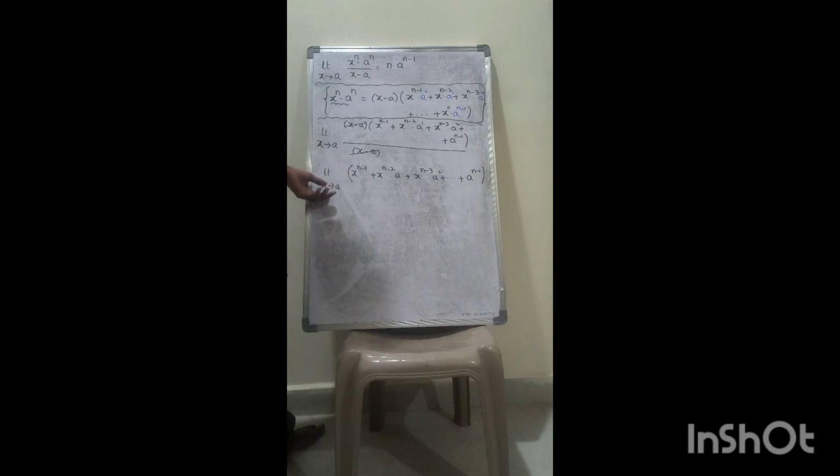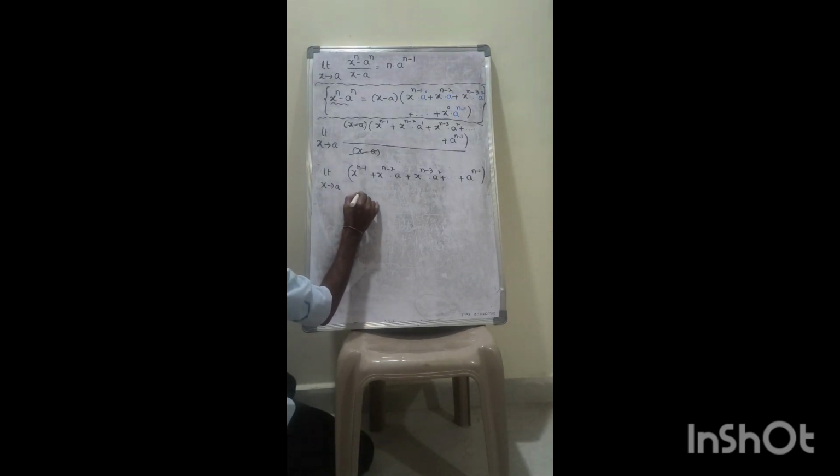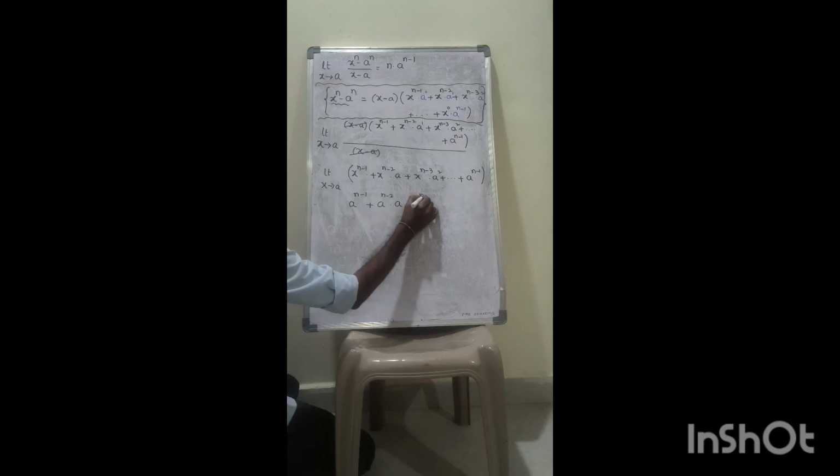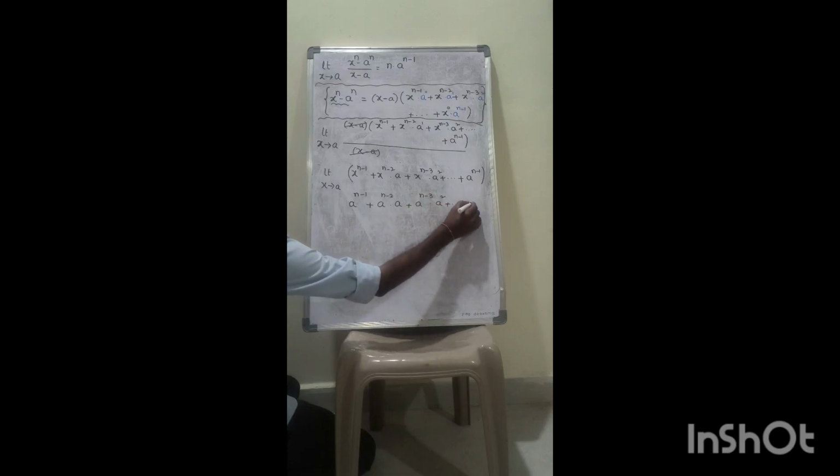So now let's try to substitute the x value in this expression. If I substitute x as a, you will get something like a power n minus 1, plus a power n minus 2 into a, plus a power n minus 3 into a power 2, plus dash dash dash, a power n minus 1.